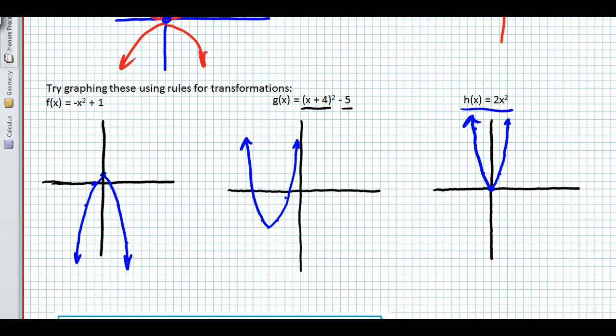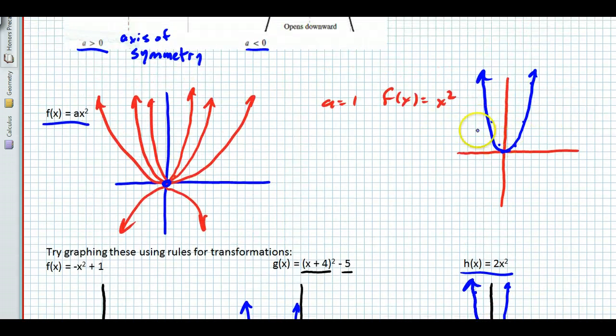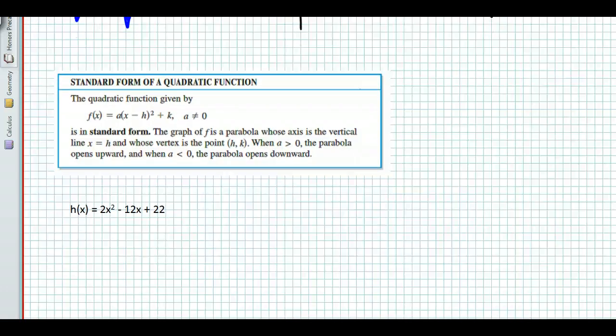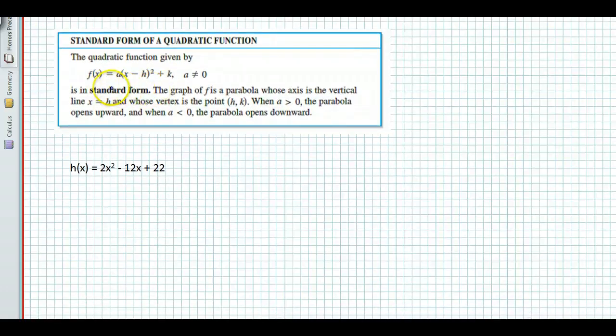Okay. So that's how you can graph parabolas using transformations, if you know this basic f of x equals 1x squared. Now the standard form of a quadratic equation is f of x equals a times x minus h squared plus k. And the reason we like this form is because the vertex is always at h, k. Now here's the thing to watch out for. Notice it's always x minus h. Okay, x minus h.